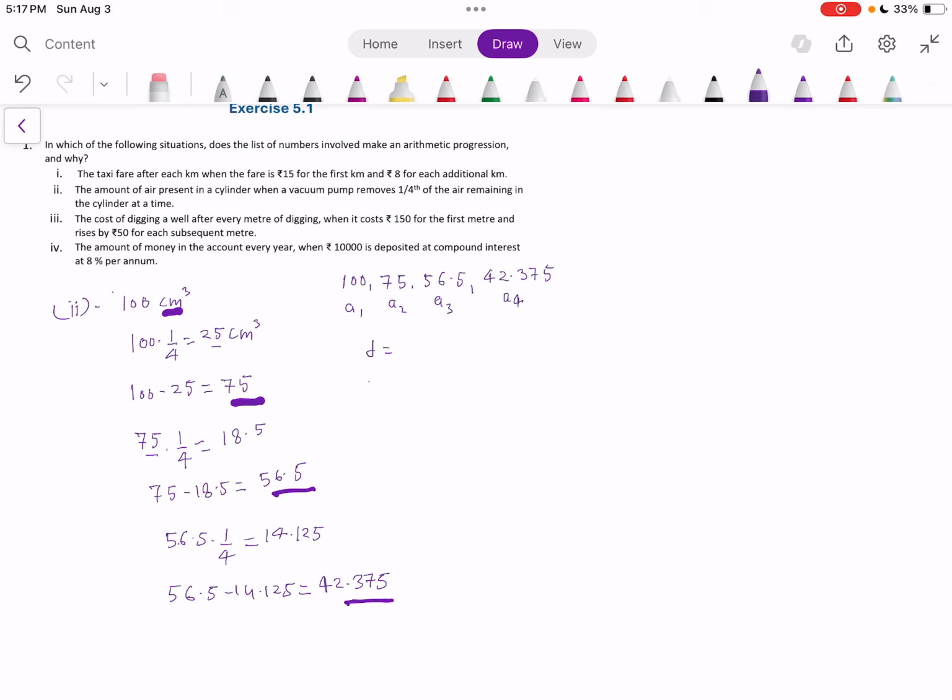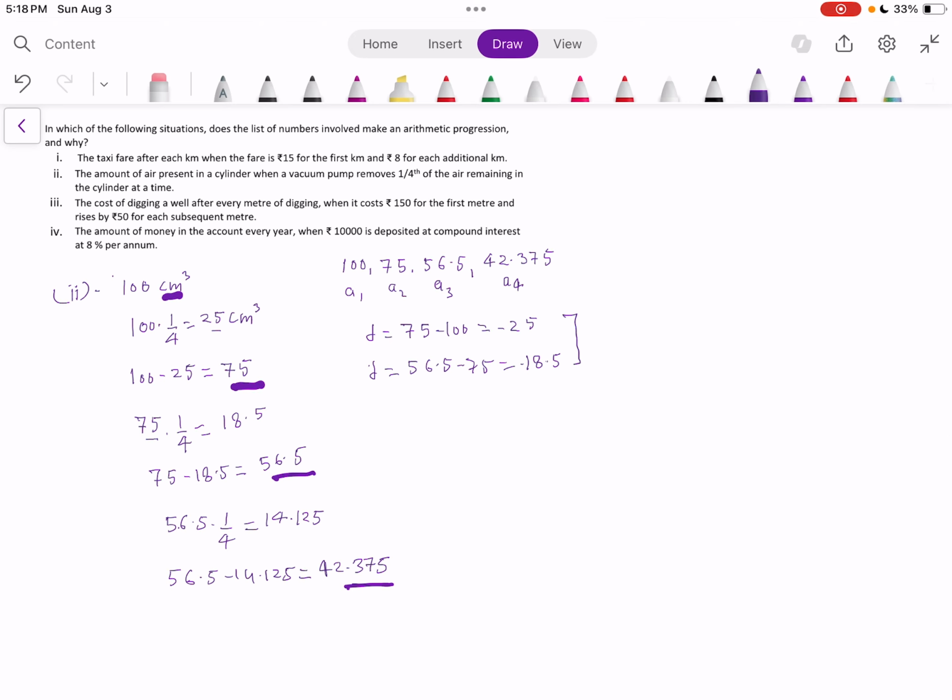So D, the common difference, is going to be A2 minus A1, that is 75 minus 100, which is negative 25. Then D should be the same again, so 56.5 minus 75, which is going to be negative 18.5. Well, I don't need to go further actually, because D should be the same throughout the series, but that's not the case here.